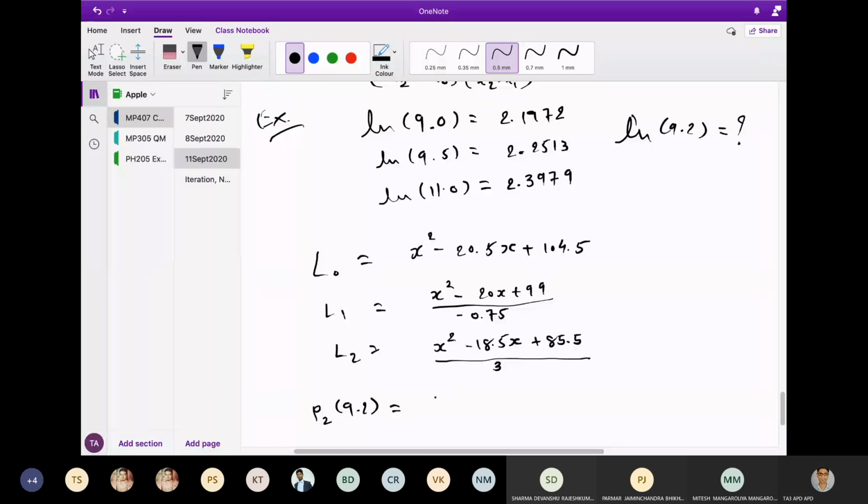2.219154. This is what you should be getting. I'm writing in 6 digits. The reason being that we want to see the error percentage.